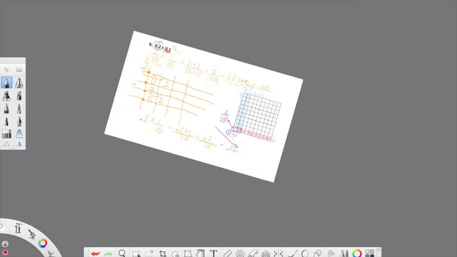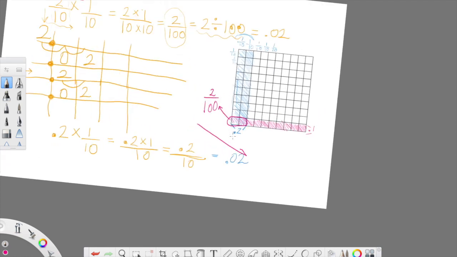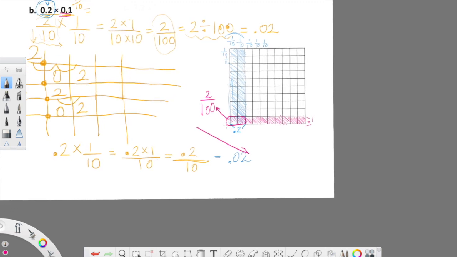Oh my goodness, you've gone too far, Miss Sissy. Okay, the intersection of blue and pink, let's see if I can just get this, okay, is two boxes, and the denominator is 100 because that whole square grid is divided into 100 squares.